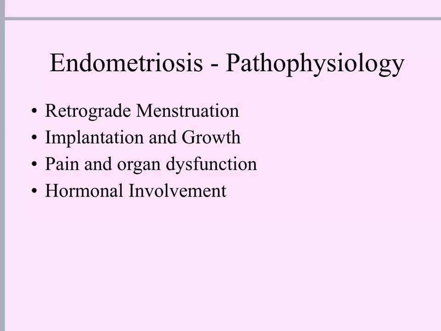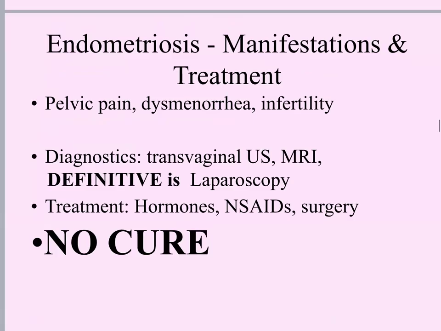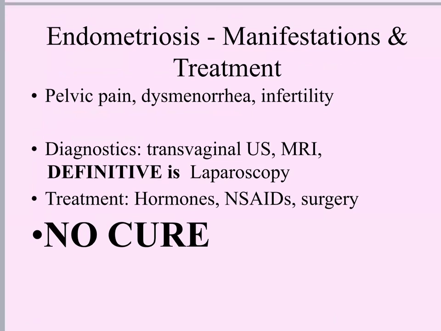So then we get hormonal involvement. Endometriotic tissue grows and becomes active in response to estrogen. And then we have progesterone resistance. Remember, progesterone's function is normally to calm things down, but the cells stop responding to progesterone. And so inflammation and growth just keeps occurring. So it's a very, very painful thing. Pelvic pain, dysmenorrhea, and infertility are the primary symptoms of that.